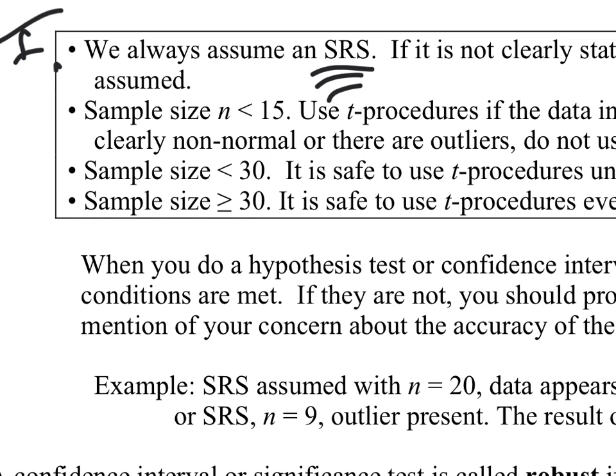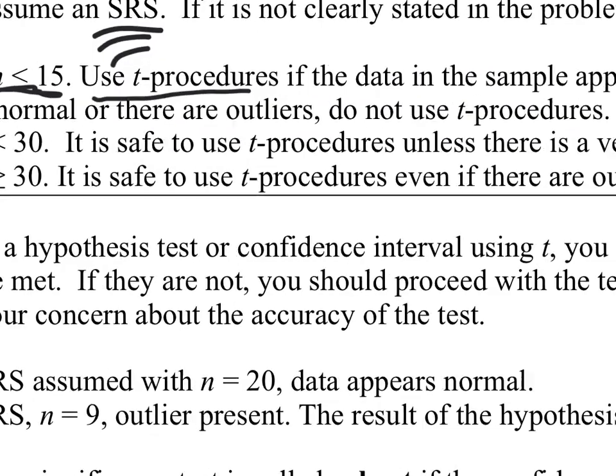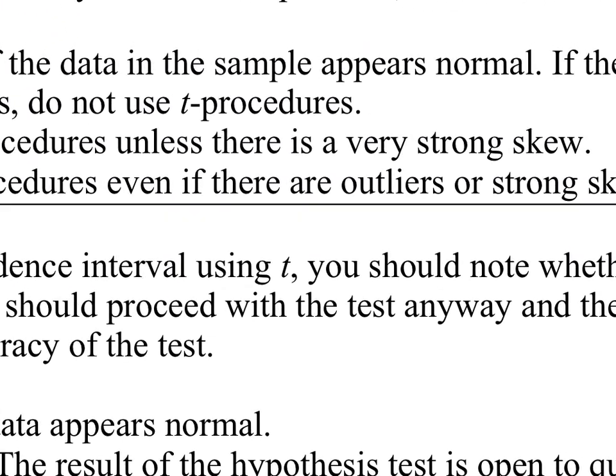Because you want them to know that you know it should be random. Now, look at the conditions about your sample size. If your sample size is less than 15, he says you can use the t procedures if the data in the sample appears normal. Well, how do you know if the data appears normal? What kind of graph? What kind of graphs do you put one list in to see if it's normal?